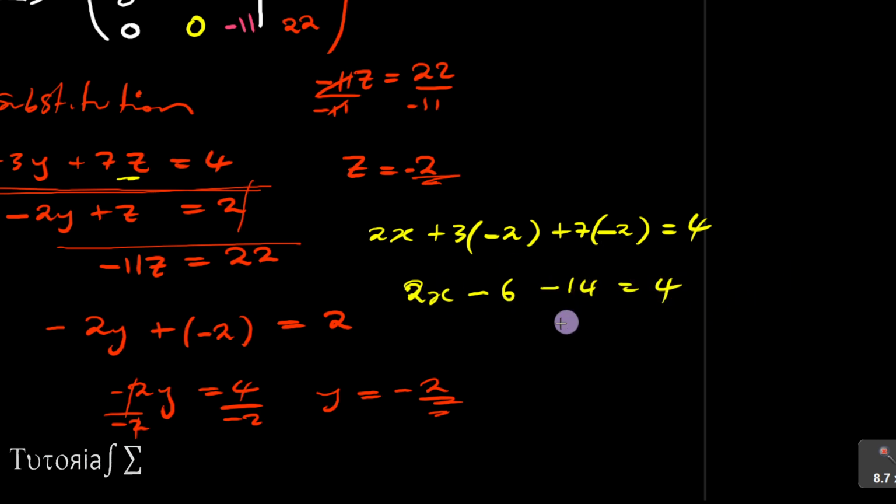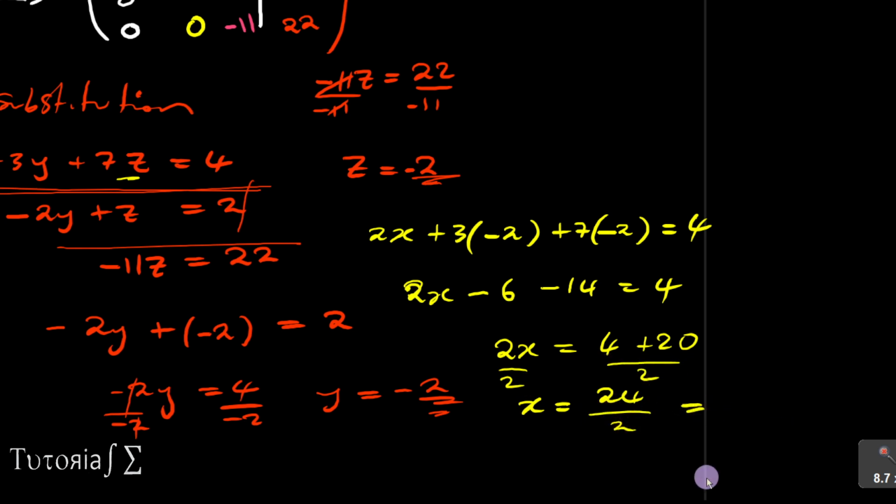We take this to the other side, so we're going to have 2x equal to 4 plus, this is 6 plus 14, that is 20. So when it comes this side, it will be positive 20. I just want you to take the steps. So this would be 4 plus 20, then x would be equal to 24. Then divide by 2, which is just 24 divided by 2, which will give you 12.